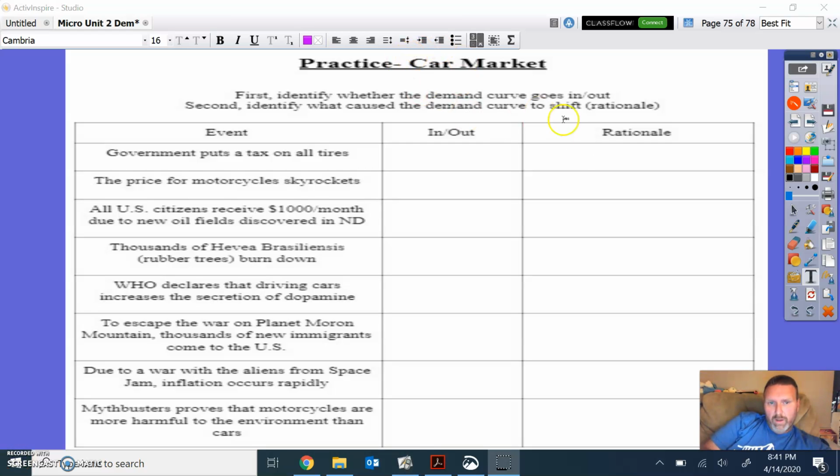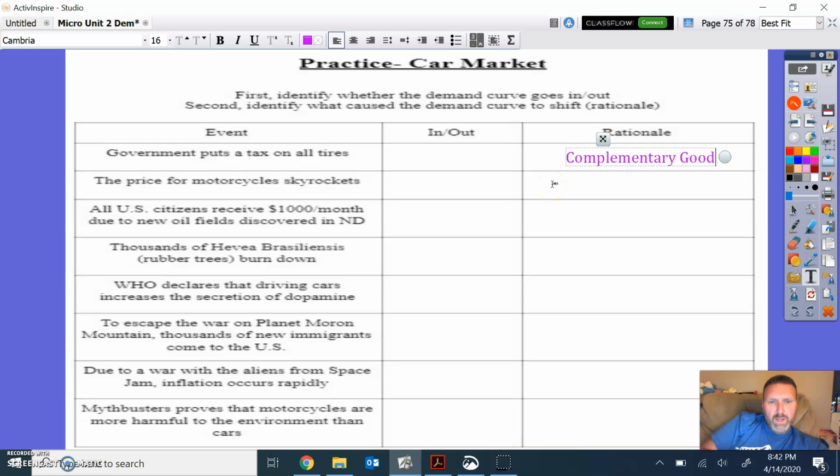So we're in the car market. Let's do the rationale first, then we'll come in and out. Tax on all tires. Anytime you see a tax, we're thinking government policy. That's a government action. It's going to move the demand curve in. Let me go back here. Because it's a tax on tires, and you need tires for a car market. Mr. Jewell made this one, so we're going to say complementary good. It's a change in the price of a complementary good.